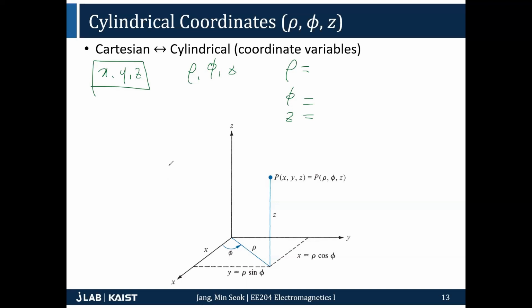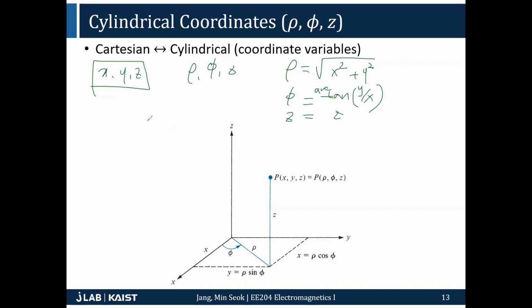So if we write rho, phi, and z as functions of the Cartesian coordinate variables, what's rho? I guess this is easy enough, right? Rho is the square root of x squared plus y squared, right? And then phi is the arctangent of y over x. And then z is z, right? So this is coordinate variable transformation because they use different coordinate variables. You need to first transform this. And then you know the other way around.